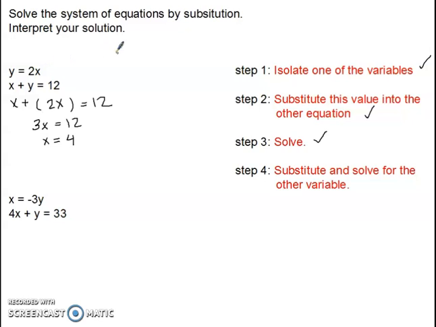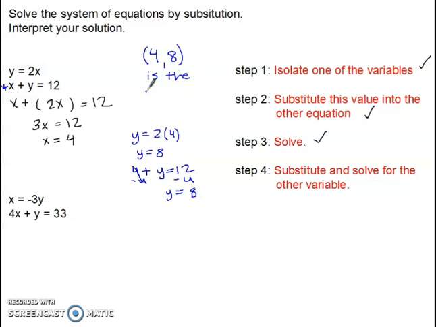So plugging it into my first equation, I've got y equals 2 times x, which is 4, so y is equal to 8. Or I can plug it into my second equation. x plus y is equal to 12, which means that 4 plus y is equal to 12. Then subtracting 4 on both sides, y is equal to 8. So either way, when I put in a 4, I get an 8 for y. So 4, 8 is the point where the two lines cross or intersect.